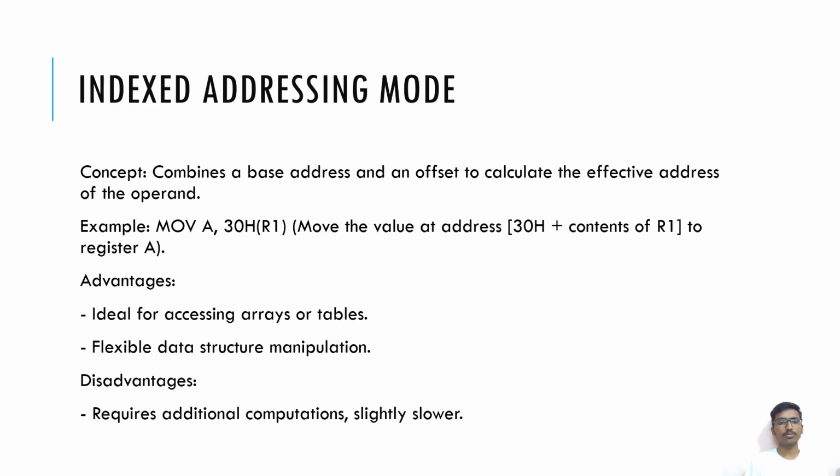Indexed addressing mode. Concept: combines a base address with an offset to calculate the effective address of the operand. MOV A, 30H(R1). Move the value at address 30H plus the contents of R1 to register A. Advantages: ideal for accessing arrays or tables, flexible data structure manipulation. Whereas the disadvantages are that it requires additional computations and is slightly slower.